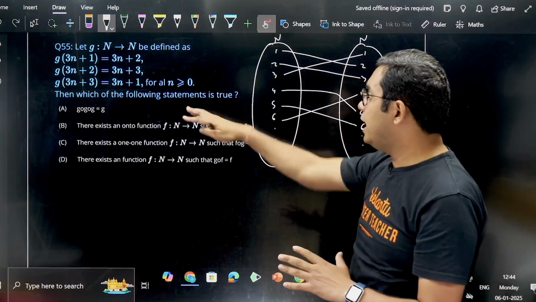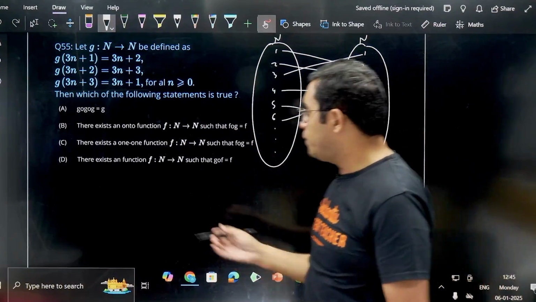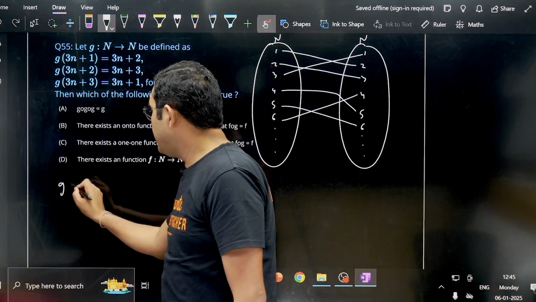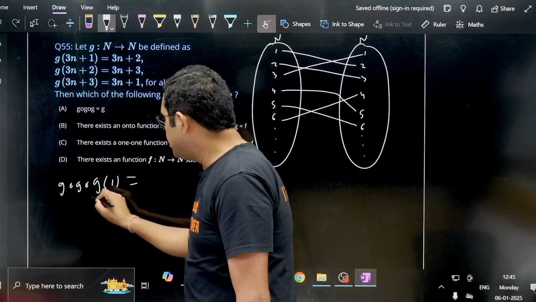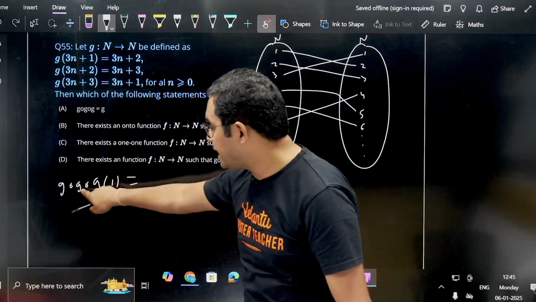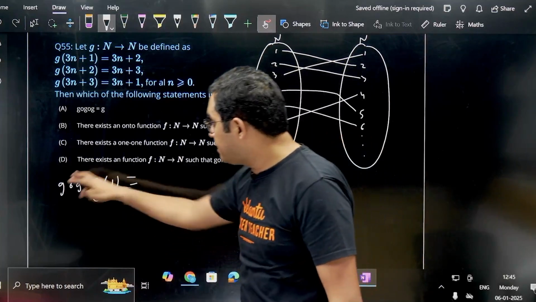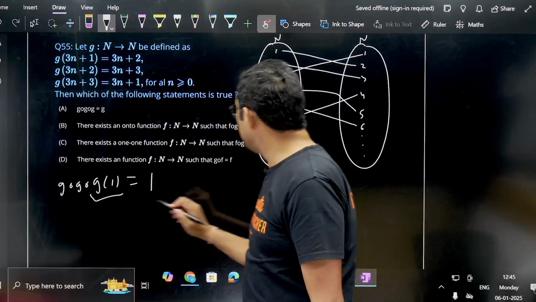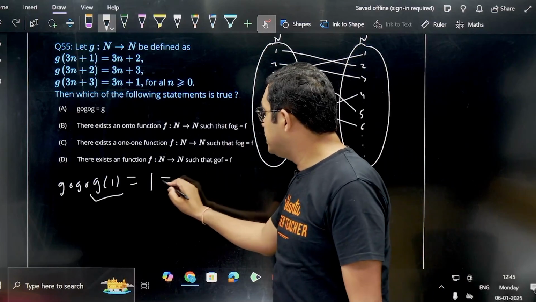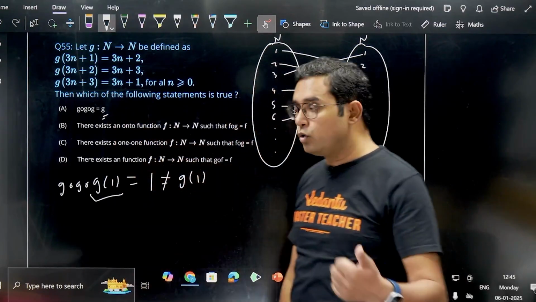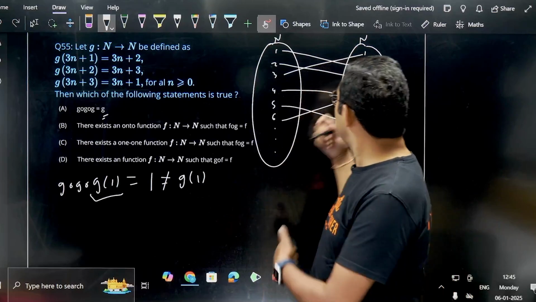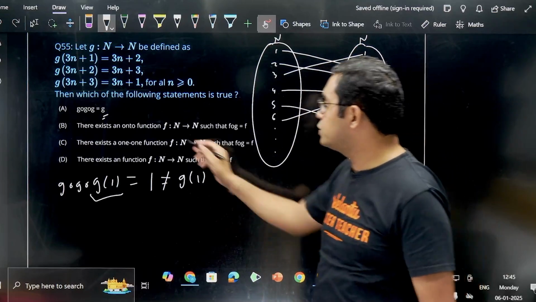Now we are asking g o g o g. In option A, if I take g o g o g of, let us say, the value 1, the first g will give you 2, the second g will give you 3, and the third g will give you 1, because g of 3 is 1. So this is definitely not equal to g of 1. Because if it were true, it should be equal to g(1), which is actually 2. So this is wrong.